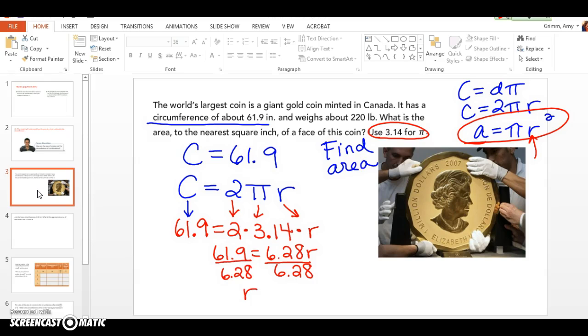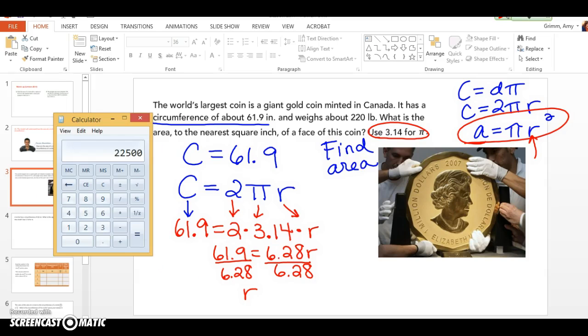Okay, so what would that be? So 61.9 divided by 6.28 gives me a long number. So let's see here, about 8.6. Let's go with 8.6 as my radius. Does everyone understand why I just found radius? No? Why not? What's wrong? Why don't you just divide it by pi? But how do you know that? Because you can't divide by pi because that won't give you the radius. Oh, I get it. I find radius first.